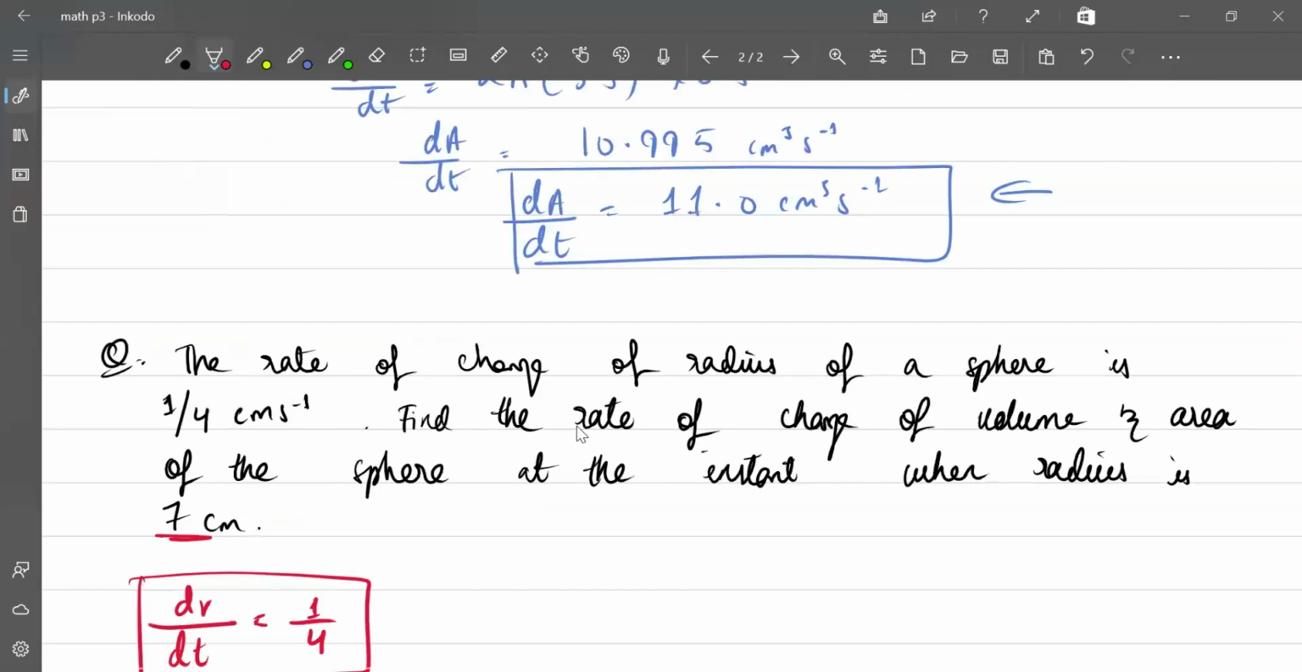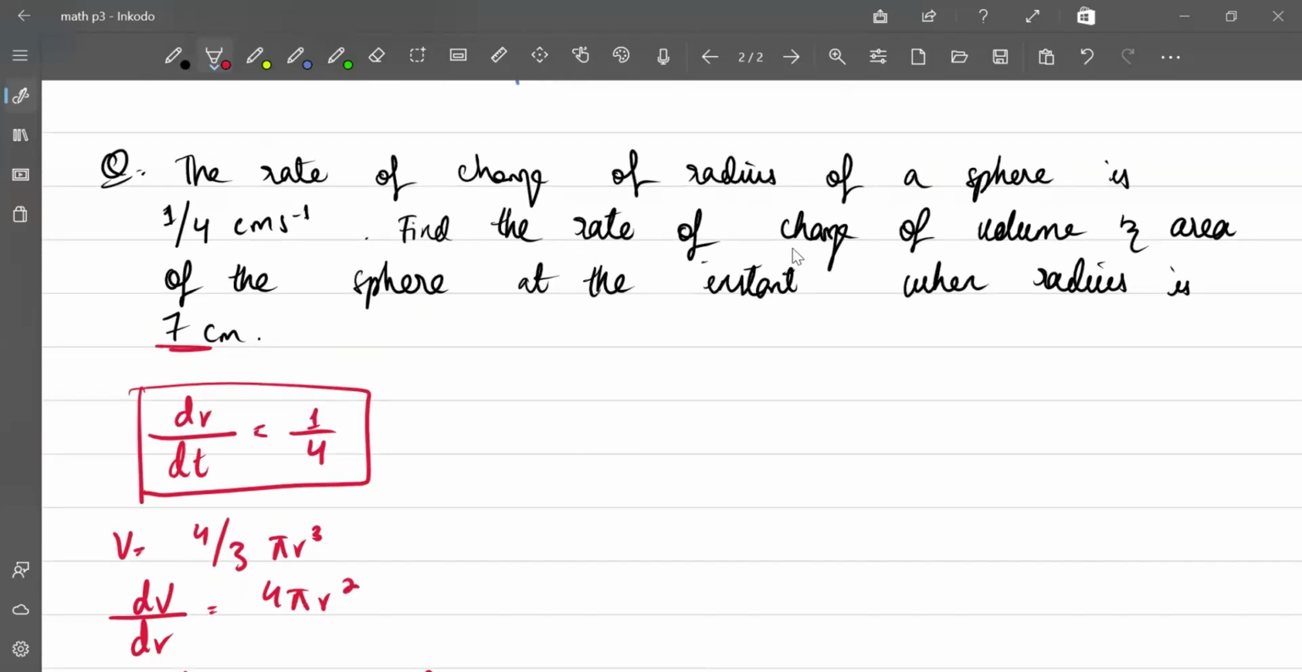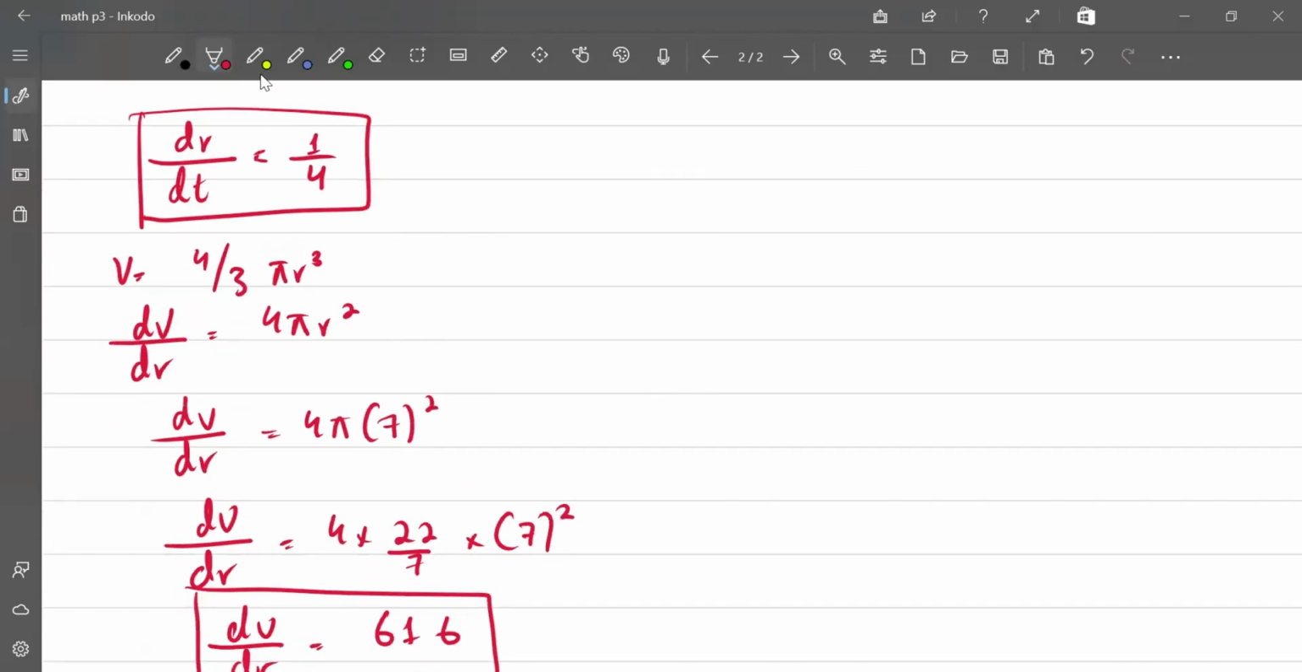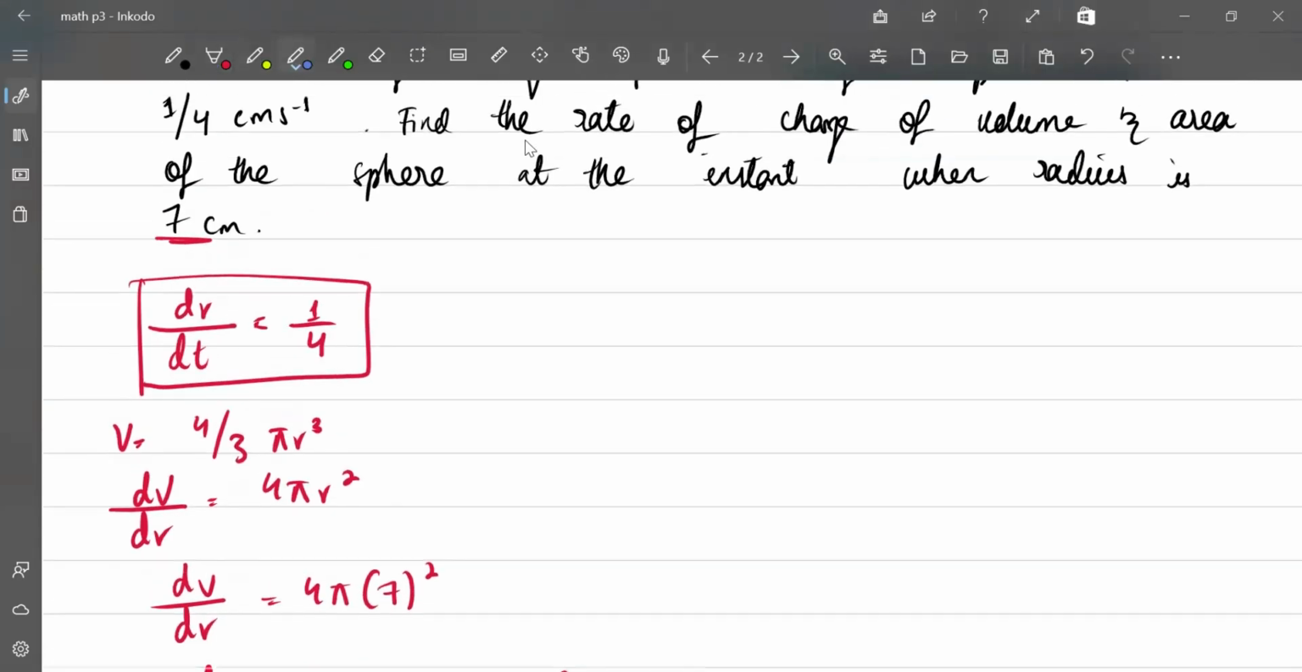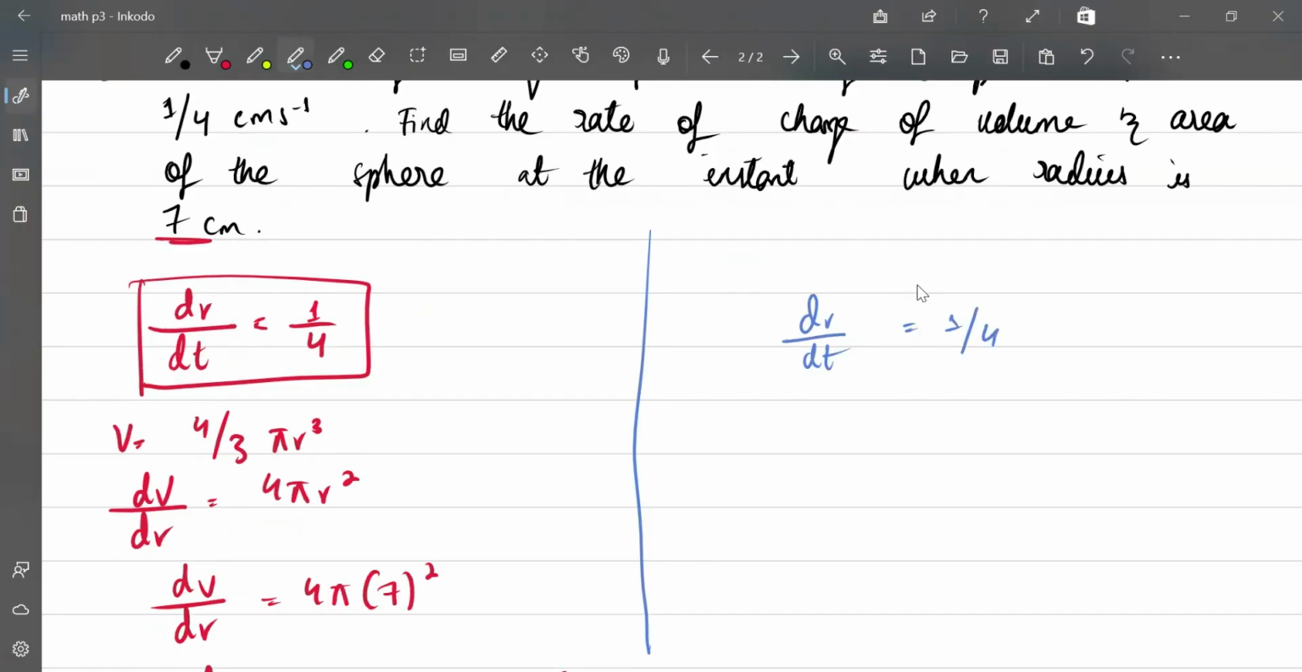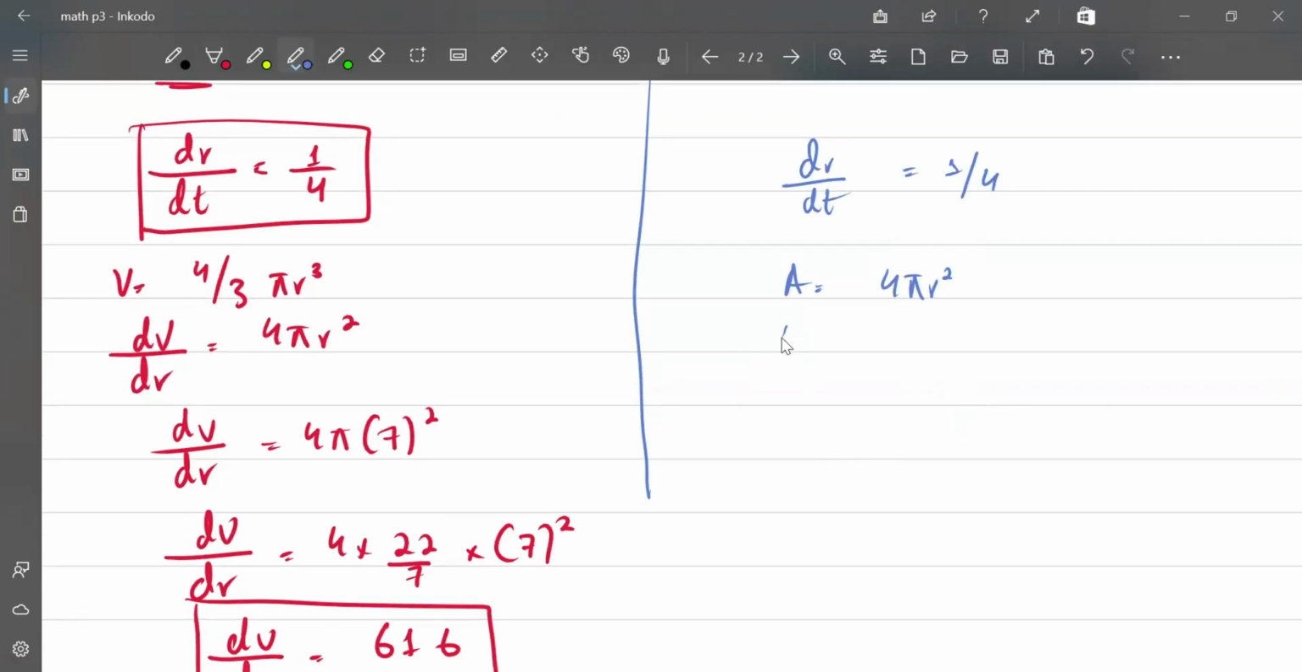Now the question also asks for the rate of change of area of the sphere, for which we would have to form a different chain rule, of course. We have dr over dt, which is the same, 1 upon 4. But the formula to calculate the area of the sphere is 4 pi r square. So dA over dr would be 8 pi r.